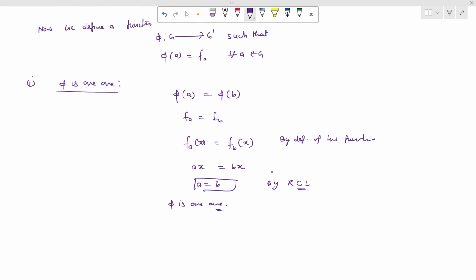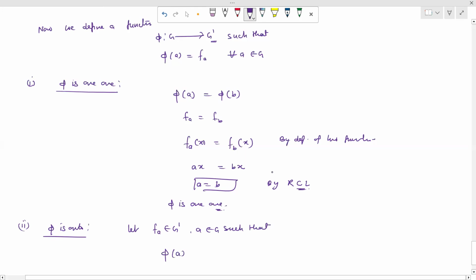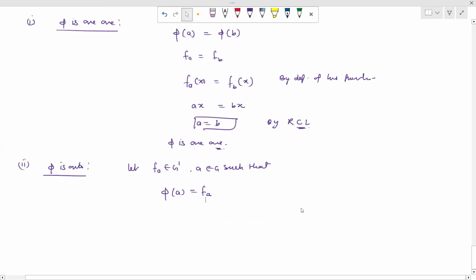Now the second part, we shall prove that the function is onto. Let f(a) be an element of G dash and a belongs to G such that phi of a is equal to f(a). So when f(a) belongs to G dash and a belongs to G, phi of a equals f(a). Hence the function is onto. Now third, or last, we shall prove that the function is homomorphism.